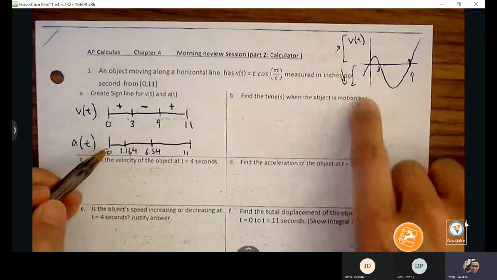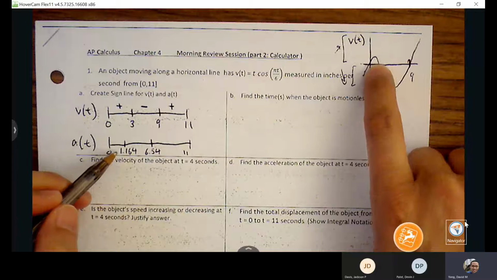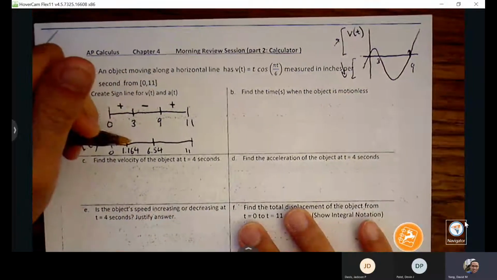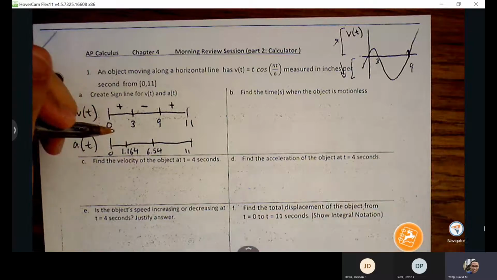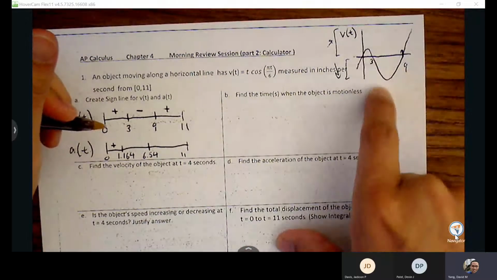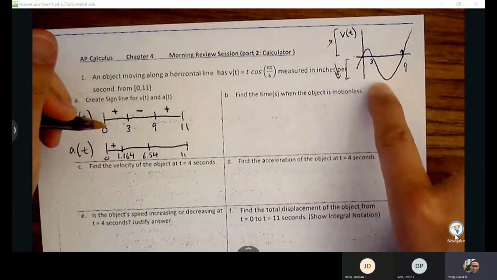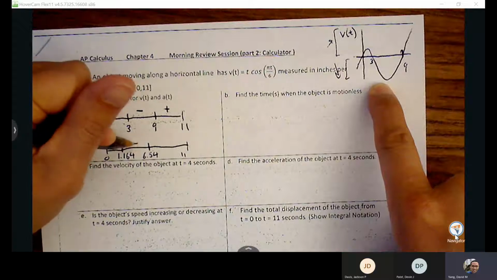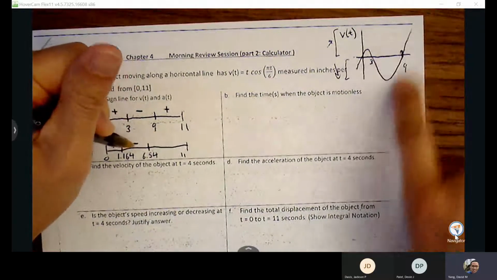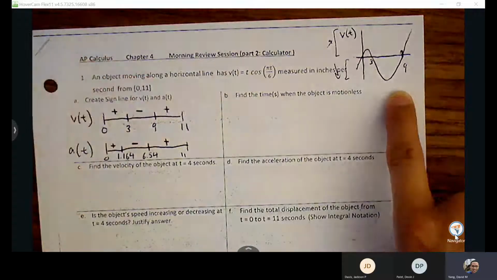Okay. And then I know that along the way, between 0 and 1.64, I'm experiencing a positive slope. So positive slope means that I have positive acceleration. And then between 1.64 and 6.54, I know I'm going to be experiencing negative acceleration because I get negative slope and then positive slope. Okay.